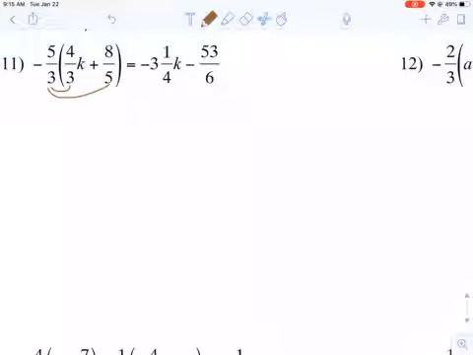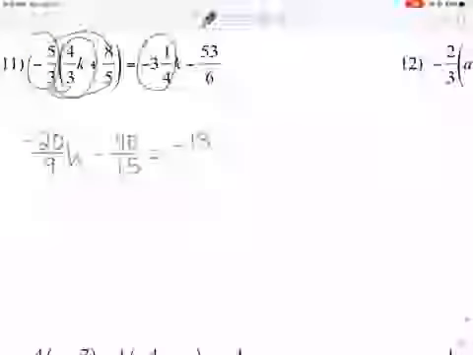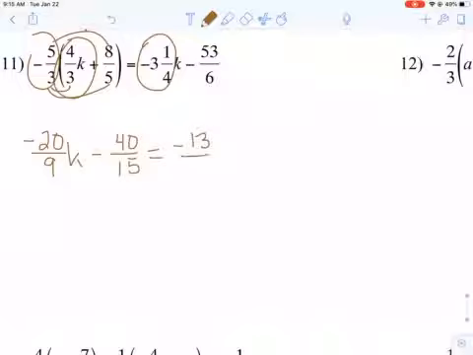So, negative 5/3 times 4/3 k, just multiply straight across. I get negative 20 over 9 k. Then I'm going to do the same thing here, multiply straight across. And since it's a negative times a positive, I'm going to get negative 40 over 15. I'm also going to turn this into an improper fraction. Don't need a mixed number for this. 4 times 3 gives me 12, plus 1 gives me 13 over 4k. And then minus 53 over 6.